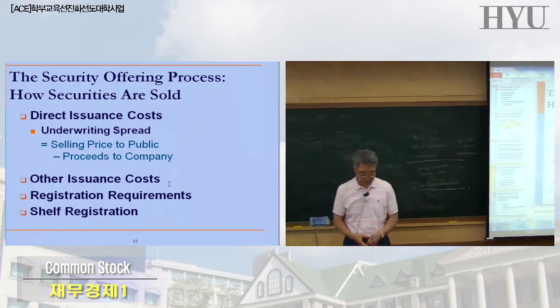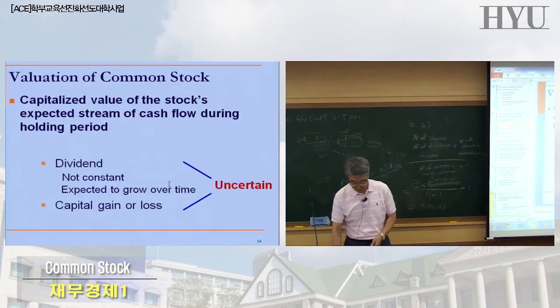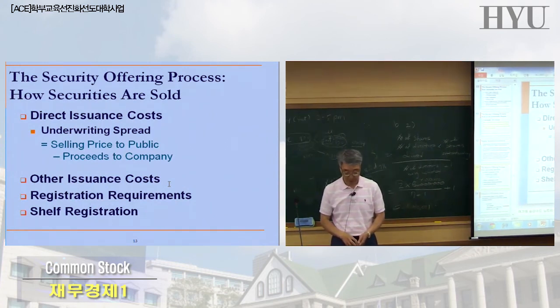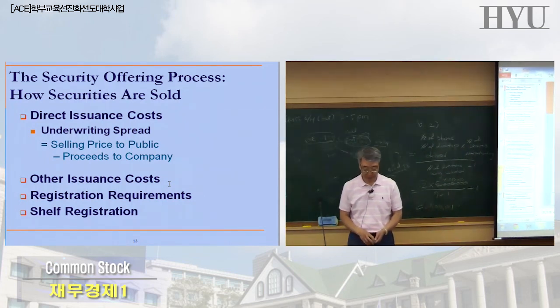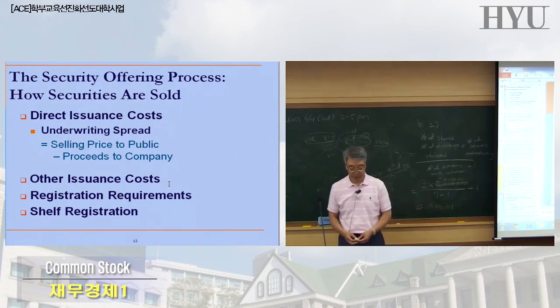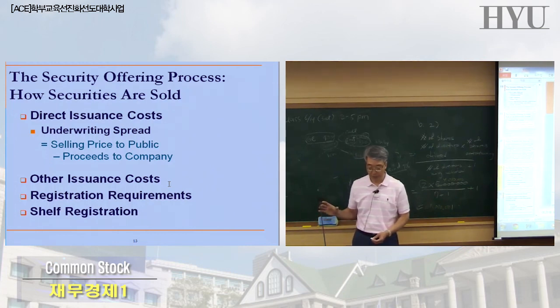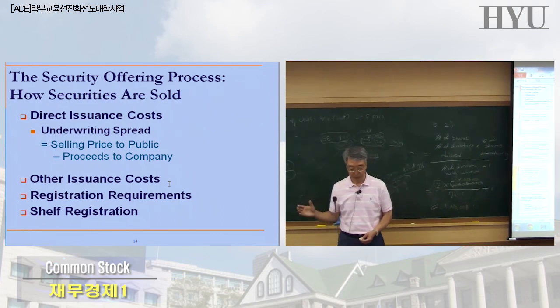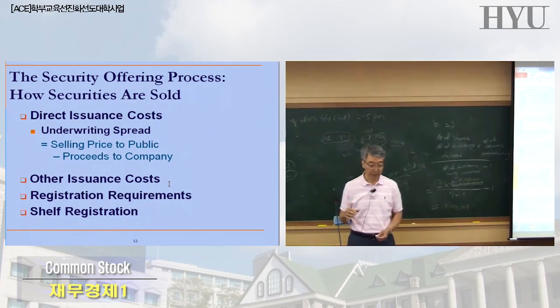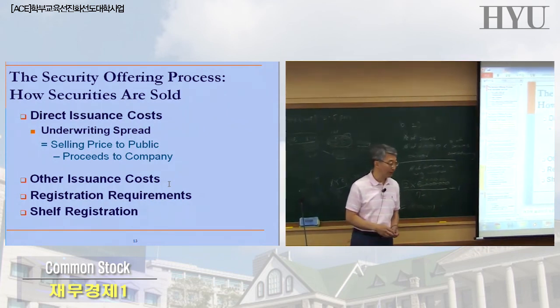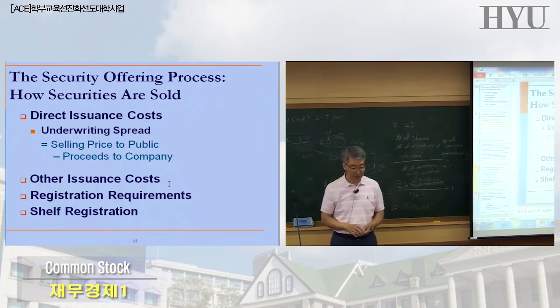Okay, so we are almost done with this boring concept thing. So issuance cost, I already talked about underwriting cost. Right? There is what's called the underwriting spread. That's the difference between the selling price to public minus proceeds to company. In other words, who gets the difference? Underwriter, yes. Who's the underwriter? Investment bank, right?